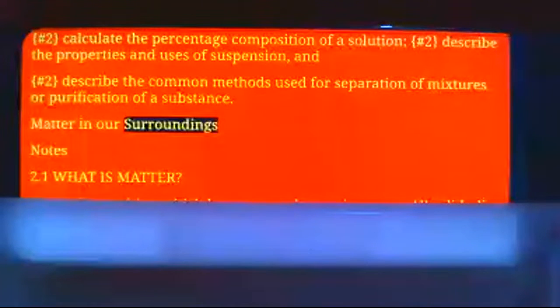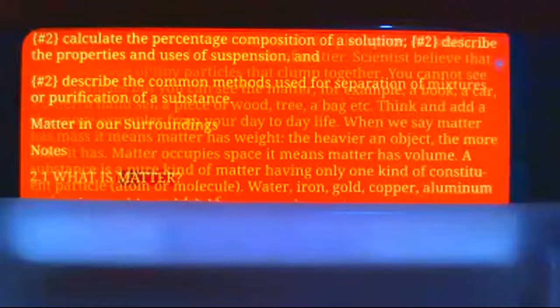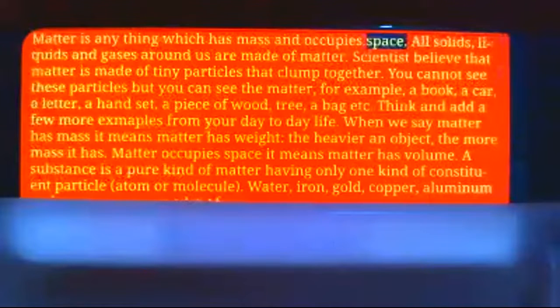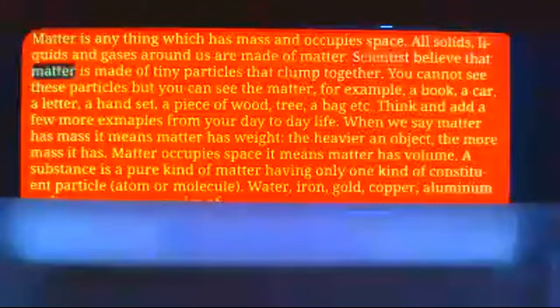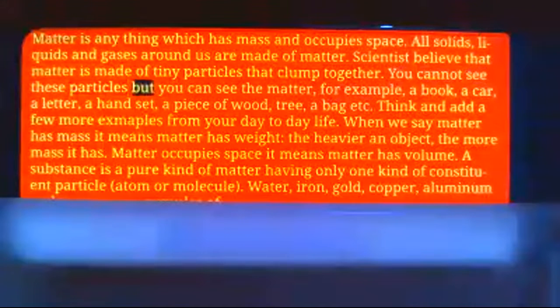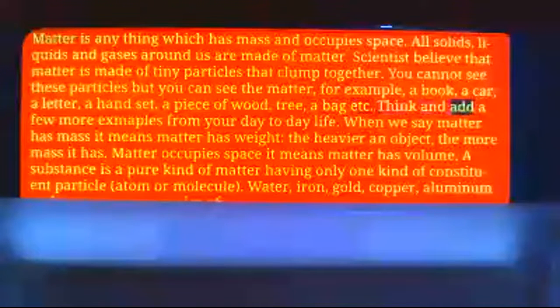Matter in our surroundings. Notes. 2.1. What is matter? Matter is anything which has mass and occupies space. All solids, liquids and gases around us are made of matter. Scientists believe that matter is made of tiny particles that clump together. You cannot see these particles, but you can see the matter. For example, a book, a car, a letter, a handset, a piece of wood, a tree, a bag, etc. Think and add a few more examples from your day-to-day life.